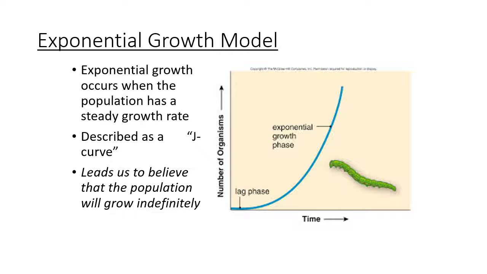So we have different types of growth models. This is the exponential growth model, and this occurs when a population has a steady growth rate. So what we see is we get this lag phase, and then it just starts growing crazy. It's known as a J curve because if we look at it, it kind of looks like a J. It leads us to believe that a population will grow indefinitely. And if we look at the human population, this is kind of where the human population is right now. We just keep seeing this growth rate, and it just keeps growing. It's a steady growth rate.